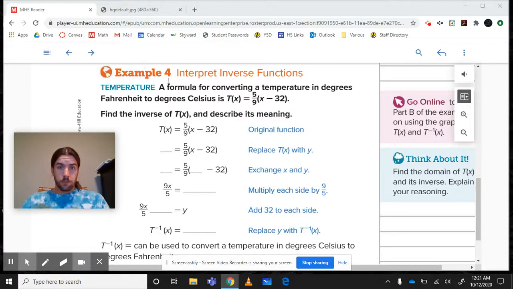Okay, so looking at example number 4 here, we're going to interpret some inverse functions. This is a good example because it gives you an actual real world example of what an inverse function could look like and what the use of it could be. So for example, a formula for converting a temperature in degrees Fahrenheit to degrees Celsius is T of x equals 5/9 (x minus 32).